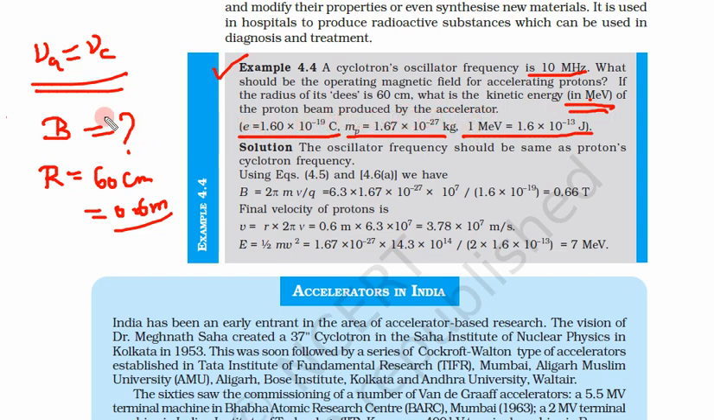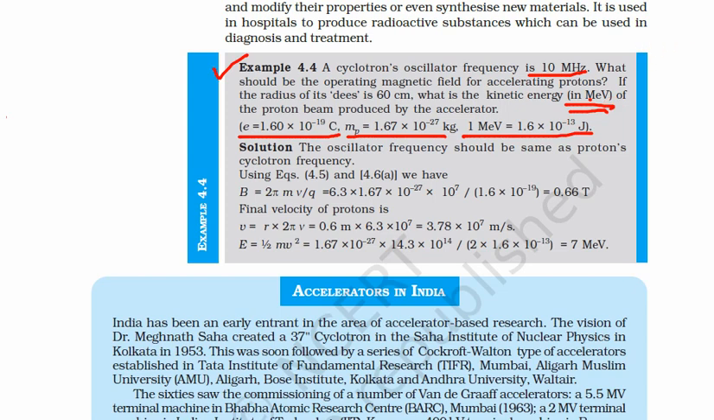So what we have to calculate? We have to calculate magnetic field for this radius, and we have to calculate the kinetic energy K in MeV. Okay, so how much in MeV? So let us solve this numerical problem. First of all, the oscillator frequency should be same as the proton cyclotron frequency, that we know. This nu A must be equal to nu C.